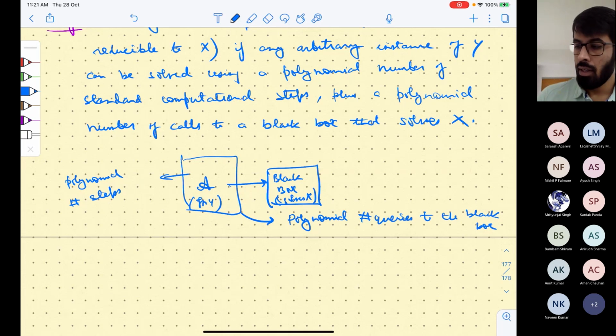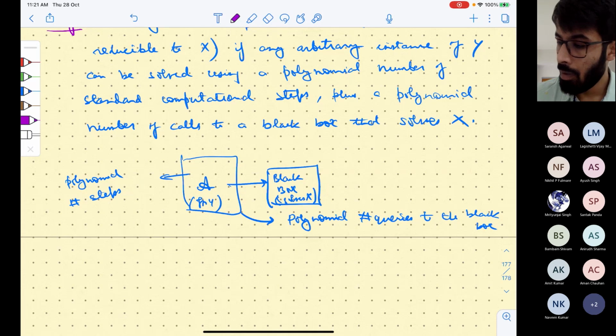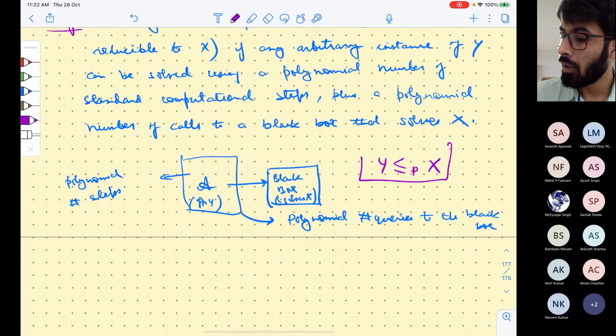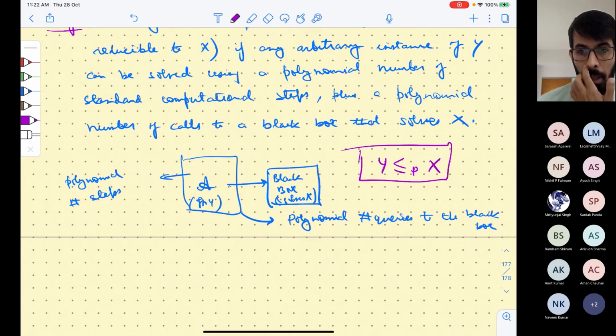Okay. So this is what the setting is. And if that happens, then we say that Y polynomial time reduces to X. Sir, this does not necessarily imply that Y will have a smaller running time than X. No, not necessarily. I mean, not smaller essentially. So we are doing polynomial time here, but it will imply something.